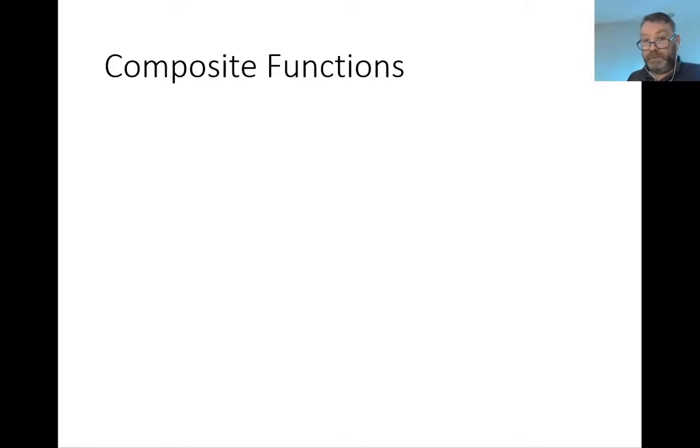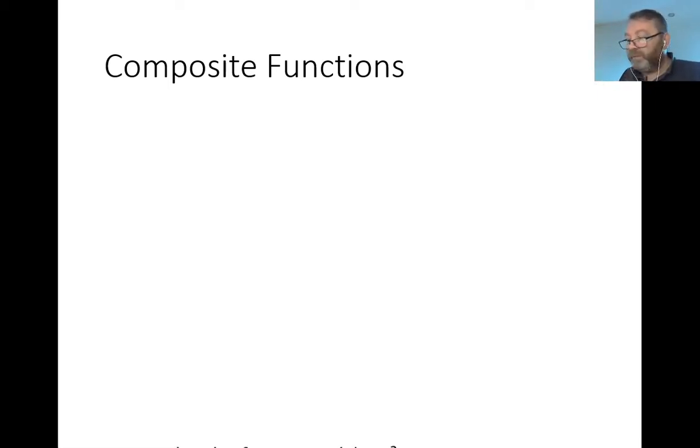Now, the next step on our journey in terms of functions is looking at what we call composite functions. Now, the word composite means composed of, okay? So it's usual to say that every function that exists normally can be decomposed into smaller functions, okay?